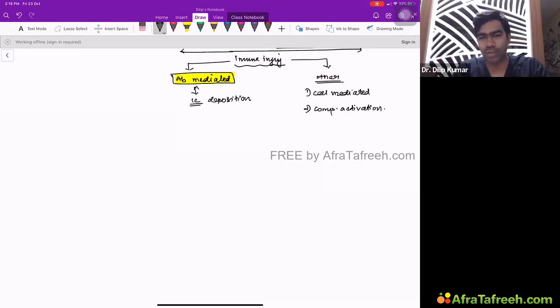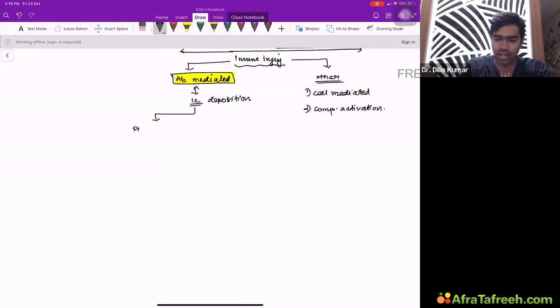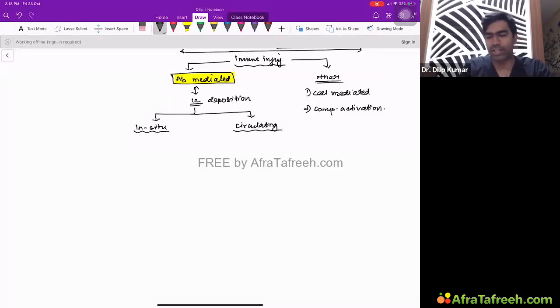As far as immune complex deposition is concerned, we have different forms. One is called fixed or in situ immune complex deposition. And the second one is called circulating immune complex deposition. In situ means it is present in the glomerulus itself.